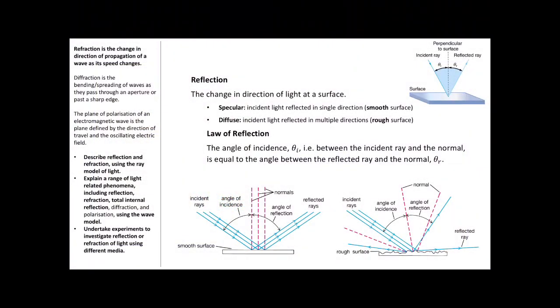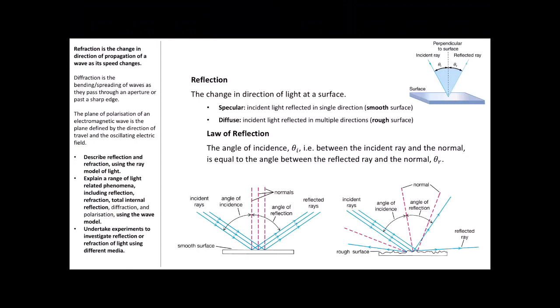Refraction is the change in direction of propagation of a wave as its speed changes. In stage 1 physics, you need to be able to describe reflection and refraction using the ray model of light. You'll need to be able to explain a range of light-related phenomena, including reflection, refraction, and total internal reflection, using the wave model. You'll also need to undertake experiments to investigate reflection or refraction of light using different media.